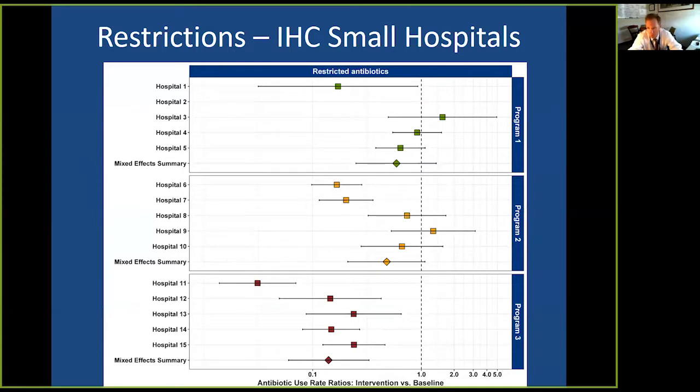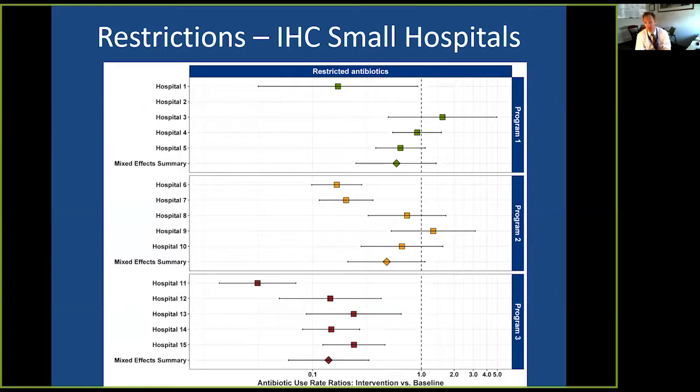Program 2 had 5 hospitals as well. In program 2, these facilities restricted drugs at the local level. So we developed criteria for use. We gave those criteria to the frontline pharmacists in those hospitals, and we said, all right, you control the restrictions. And in program 3, again, we developed the criteria for use, but the ID physician or ID pharmacist controlled the restriction approval process.